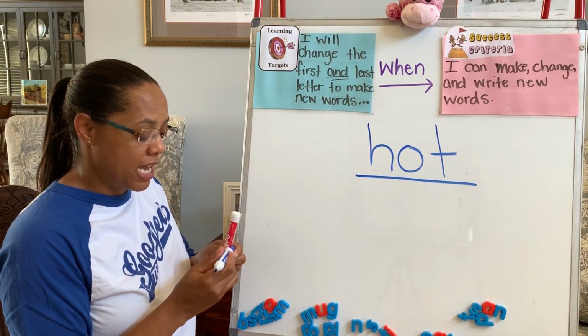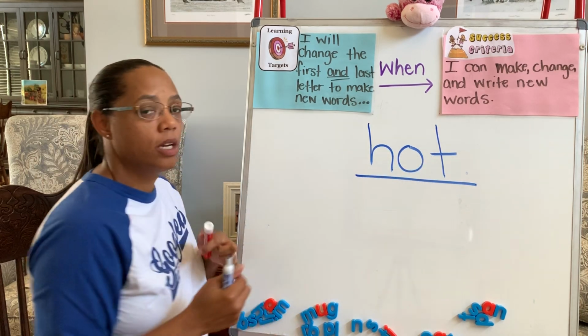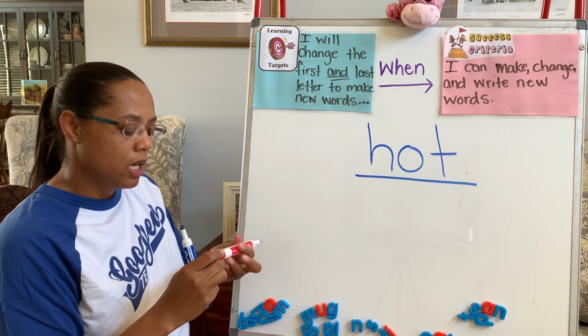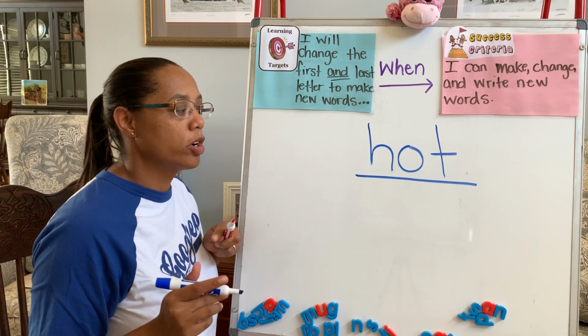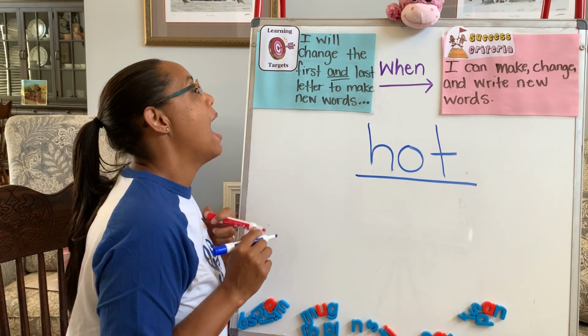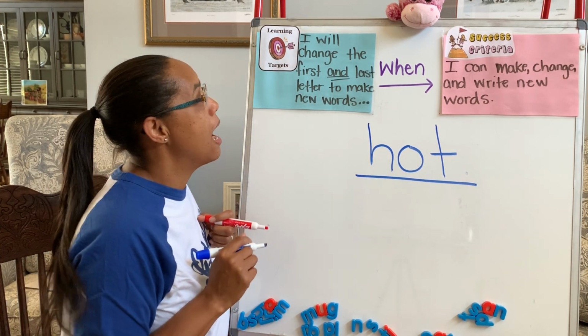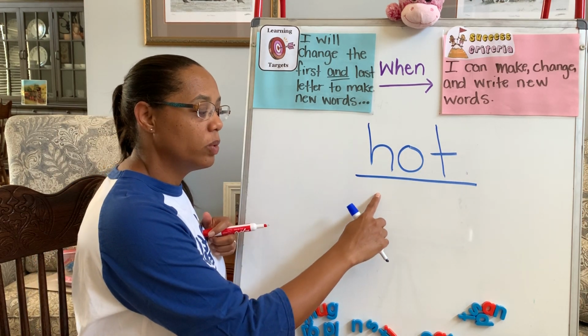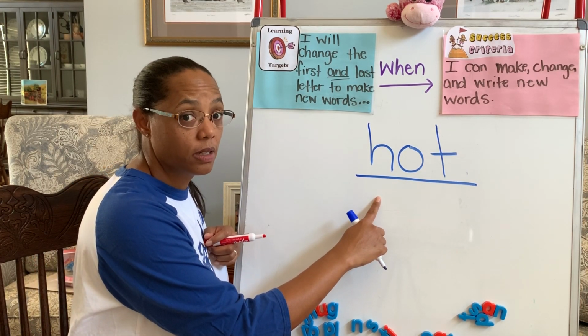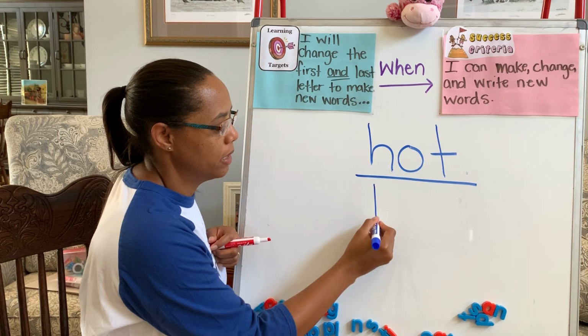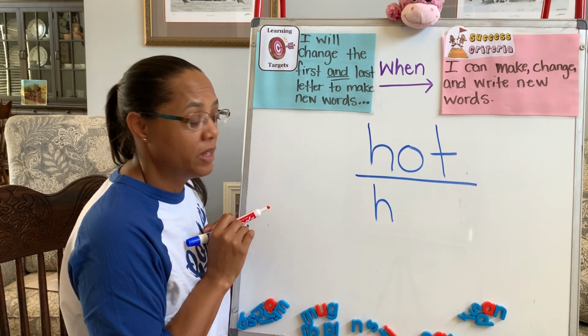Now we are going to change the last letter. So help me spell the word. We're going to change it to hop. So what do I write here? You tell me what to do. Okay, I'll do it. Then what?